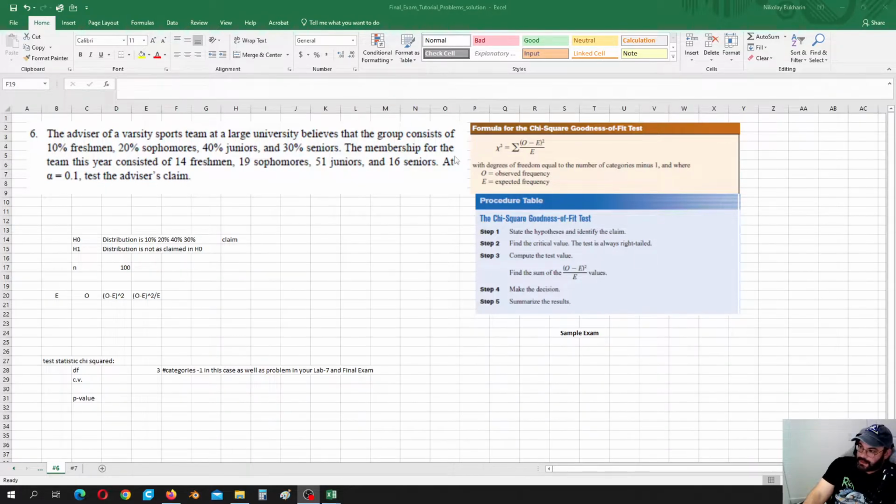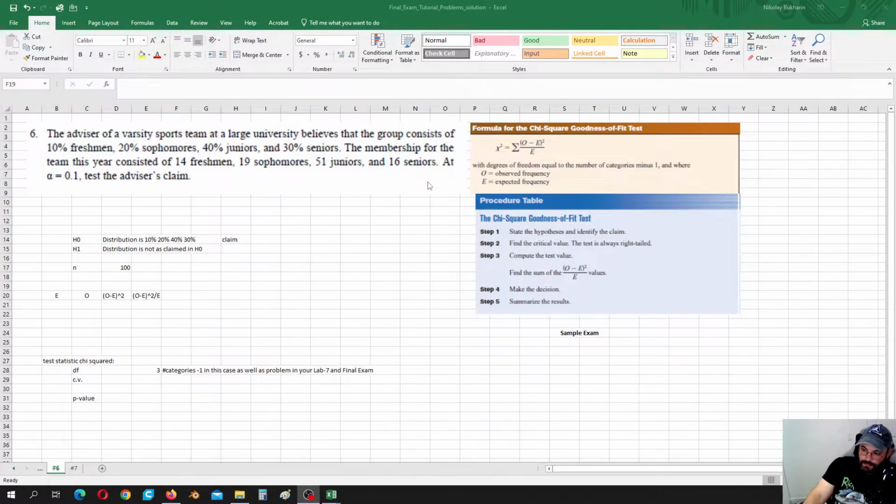Okay, so this is the claim. H0 and H1 in this case are always the same. H0 is the distribution is as we expected, 10%, 20%, 40%, 30% accordingly. And H1 is the opposite: the distribution is not as claimed in H0.